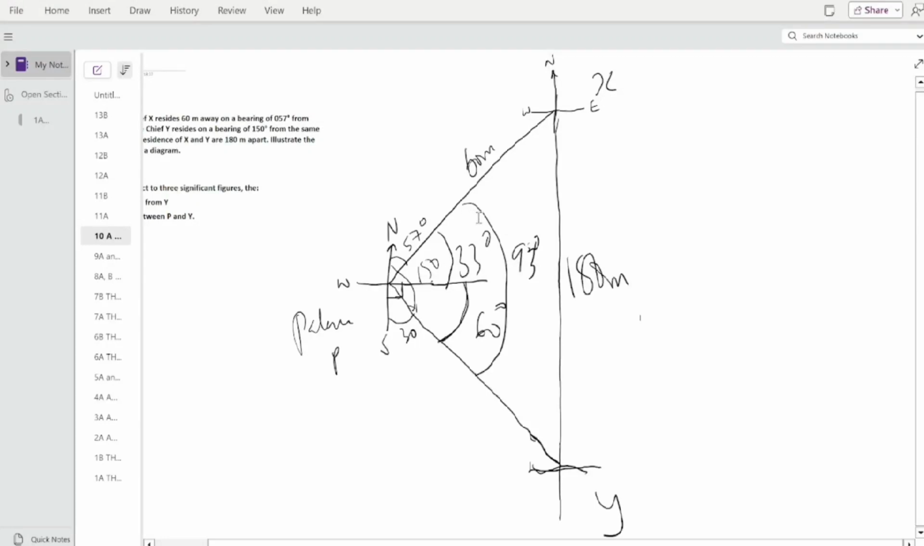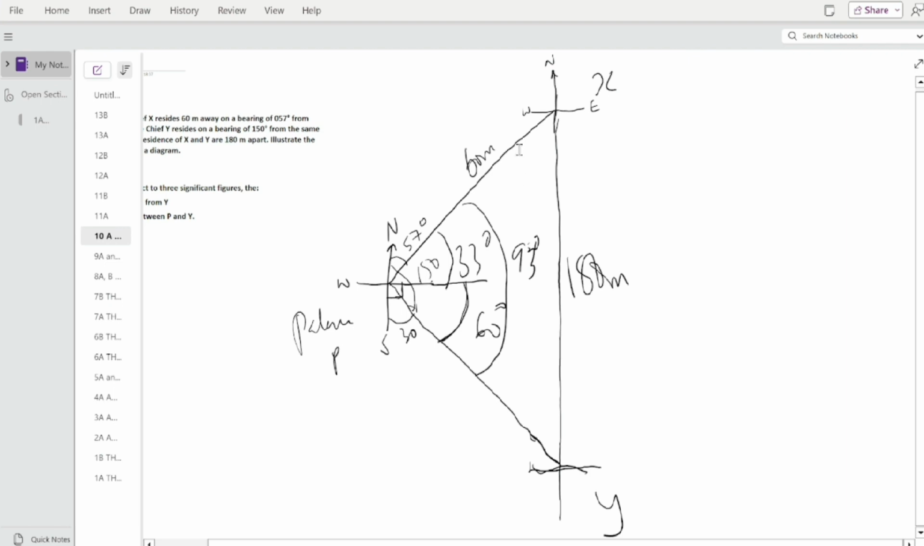We've certainly gotten that this big angle is 93 degrees. But since we're not sure y is directly south of x, we can't actually say this is 57. But we've gotten this angle to be 93. We have 60 meters on this side, we have 180 on this side. We can use that to find these two angles.